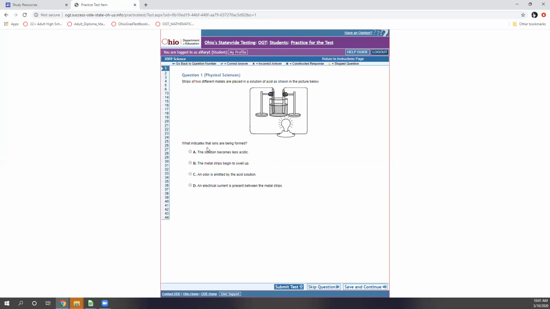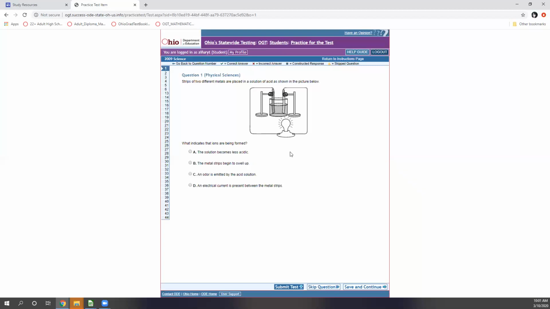What indicates that ions are being formed? Well, let's pretend right now you don't know what ions are, and you may not know what ions are. But you don't necessarily need to know that to help you choose your answer for this question. So: the solution becomes less acidic, the metal strips begin to swell up, an odor is emitted by the acid solution, or an electrical current is present between the metal strips.